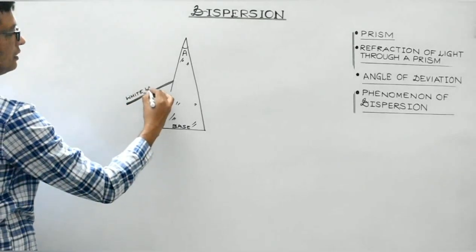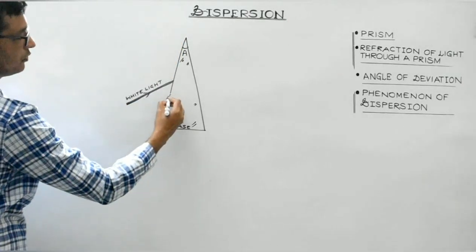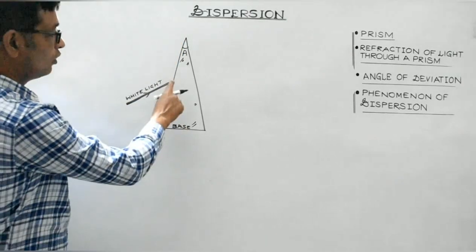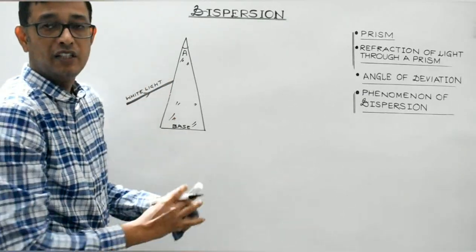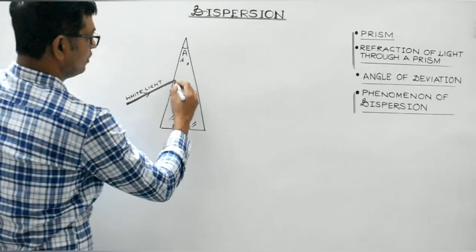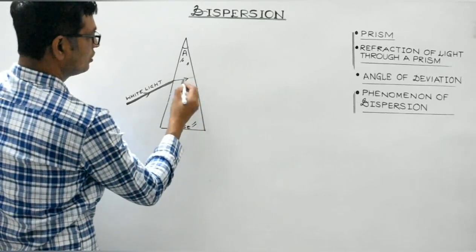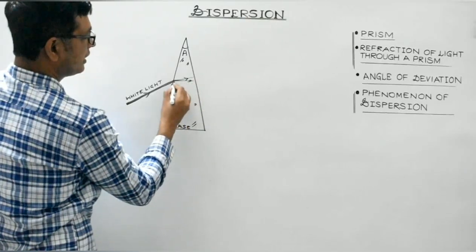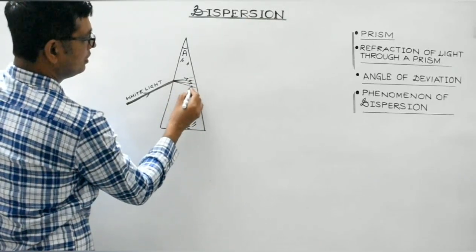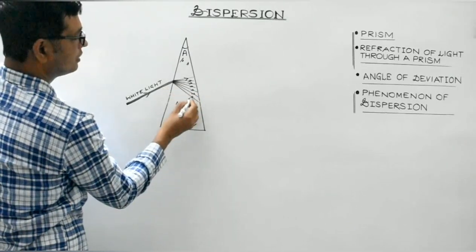So white light is incident on one refracting face of the prism. So here what happens is it will get refracted, its path will get deviated. So here itself it gets split up into its seven constituent colors. So this is the first one, second, third, fourth, fifth, sixth, and seventh.